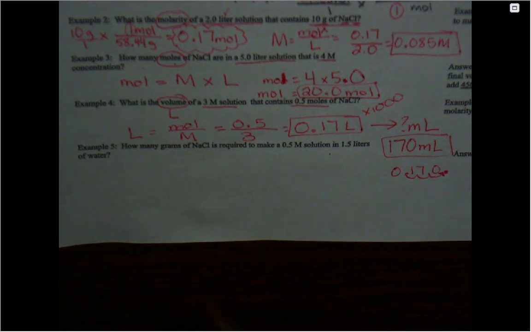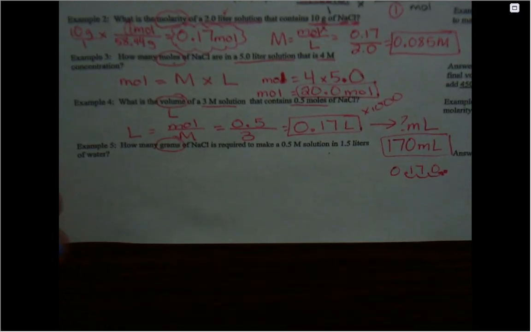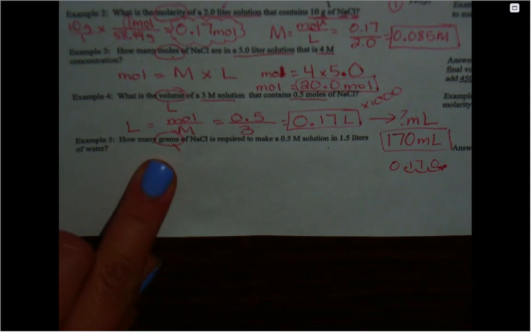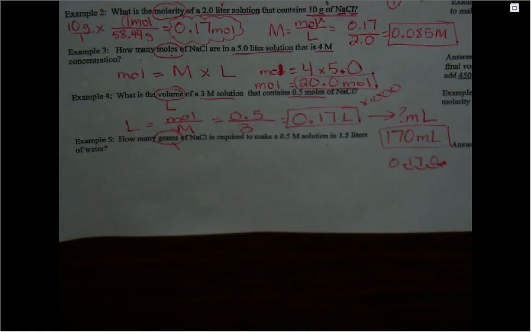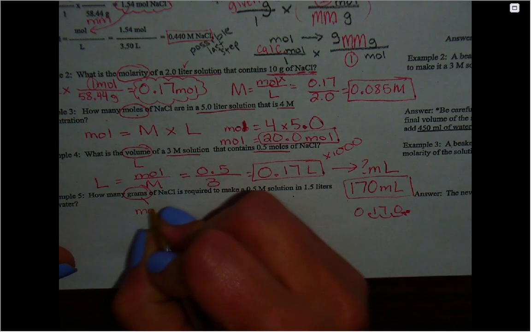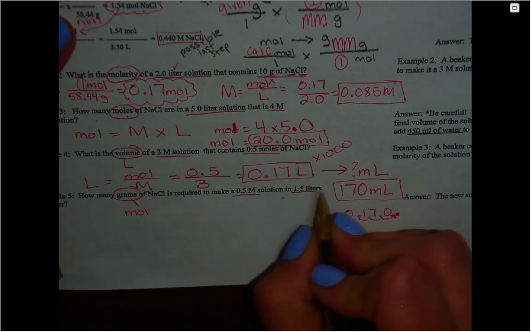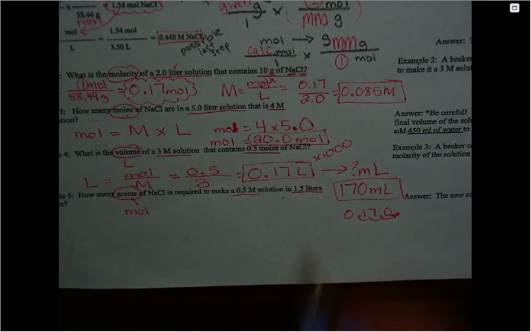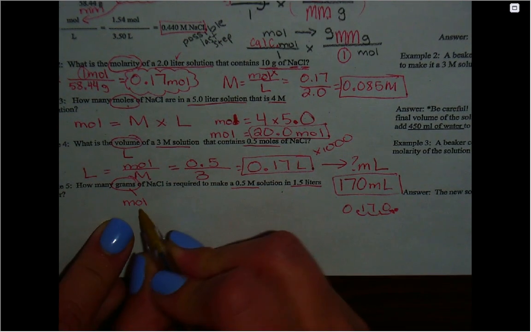All right, so let me get you through example 5 real quick. Example 5 says how many grams of NaCl? Circle the word grams, but give yourself a little reminder: what are we solving for? If we're being asked for grams, we're solving for moles, exactly. So up here we put grams, and we connect it to the word moles, in order to make a 0.5 molar solution with 1.5 liters of that solvent.